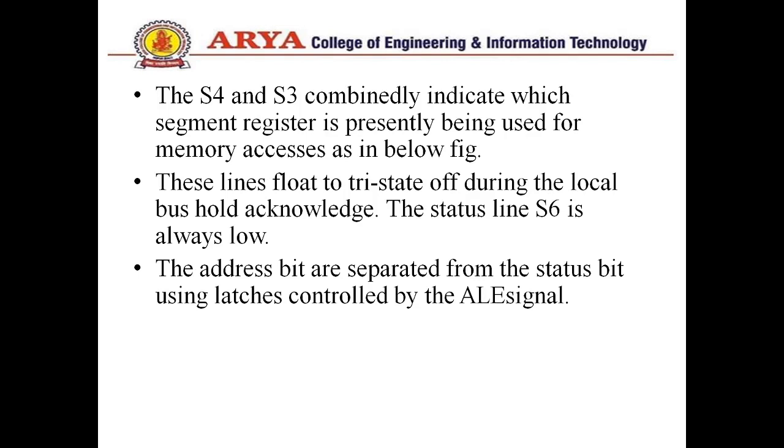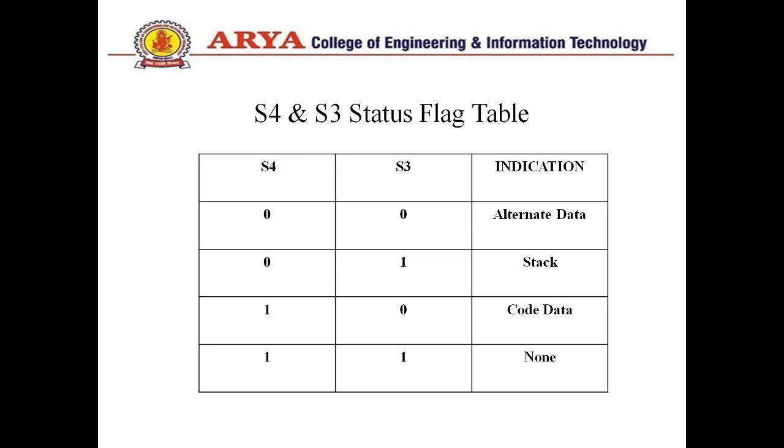The status of the interrupt enable flag bit is updated at the beginning of each clock cycle. S4 and S3 combinedly indicate which segment register is presently being used for memory access, and this is depicted in tabular form in the next slide. These lines float to tri-state during the local bus hold acknowledge. The status line S6 is always low. The address bits are separated from the status bits using latches, and these are controlled by the ALE signal. ALE is address latch enable.